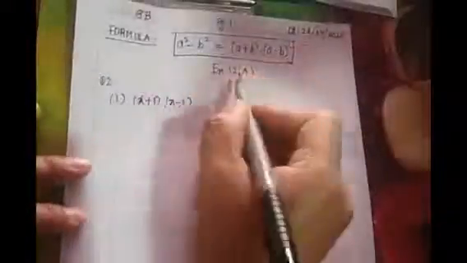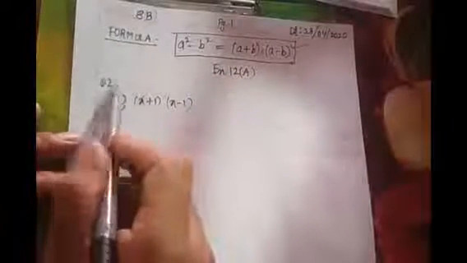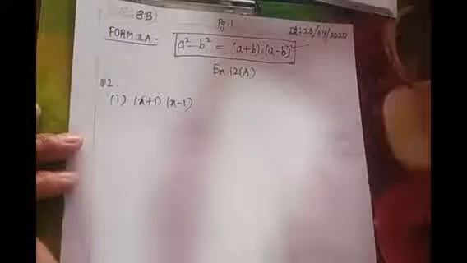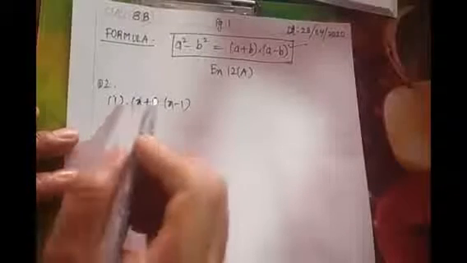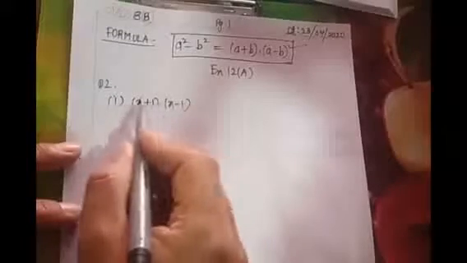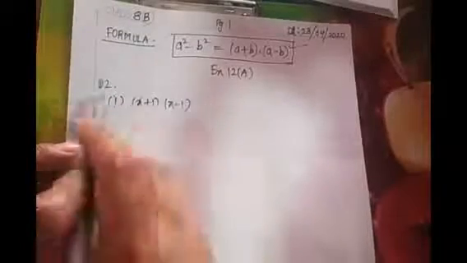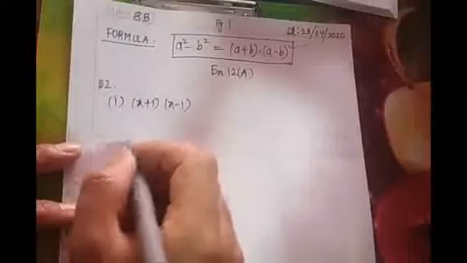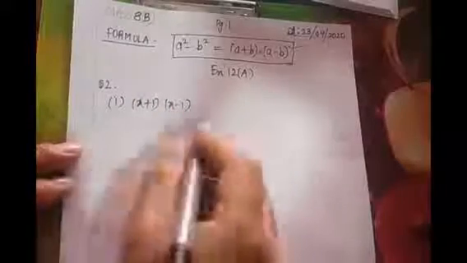So as we were doing exercise 12a, I'm starting with question number 2, part 1. The question given in the book is: use a direct method to evaluate. If you want to do the direct method, you can do multiplication term by term, but we will be using the formula of a square minus b square because it's very simple and easy. So let's start with it.